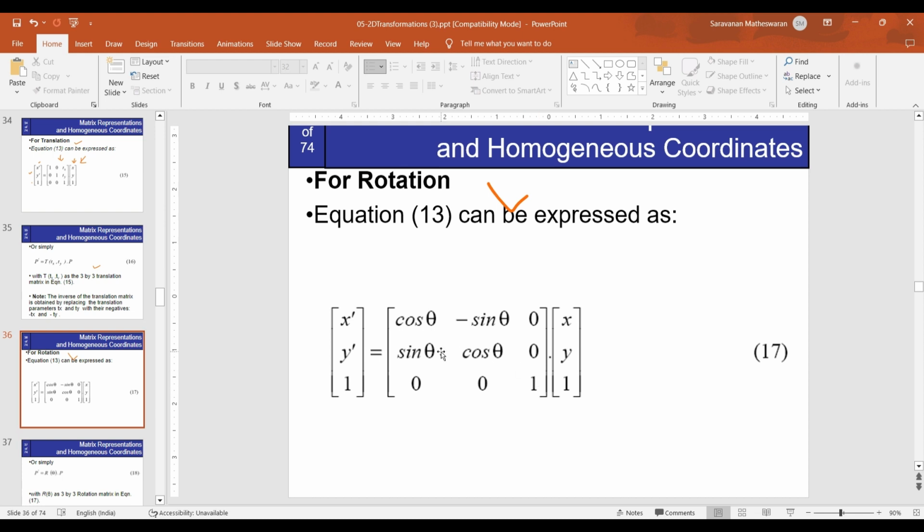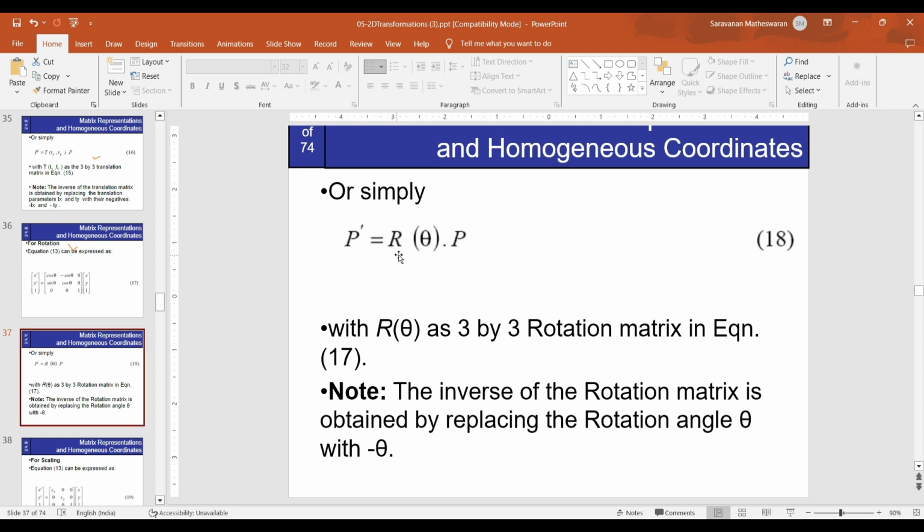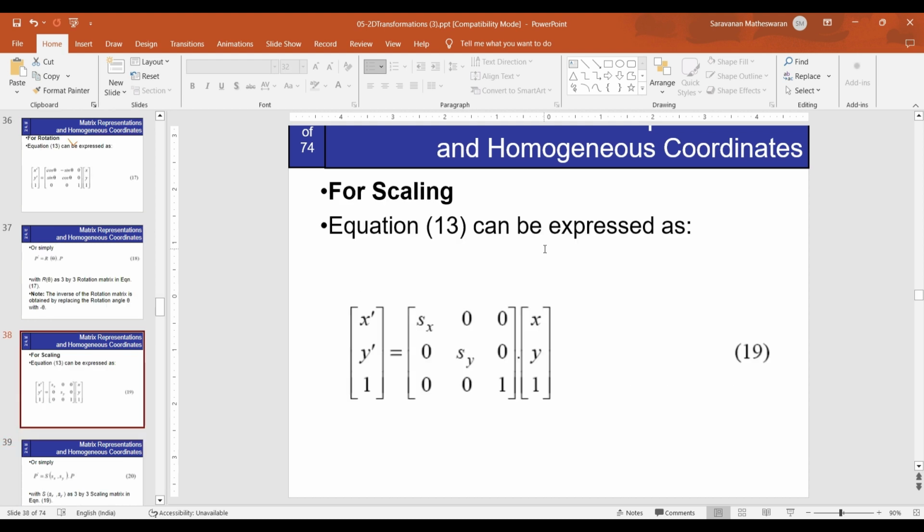The formula is a simple one: cos theta, minus sin theta, and so on, and the homogeneous value is always given by one. That covers the rotation. When I add the homogeneous value, the formula is R theta times p. Previously only R was given, now you give the theta value, and the 3 by 3 matrix is given. Next is the scaling factor, where t of x, t of y come in now.